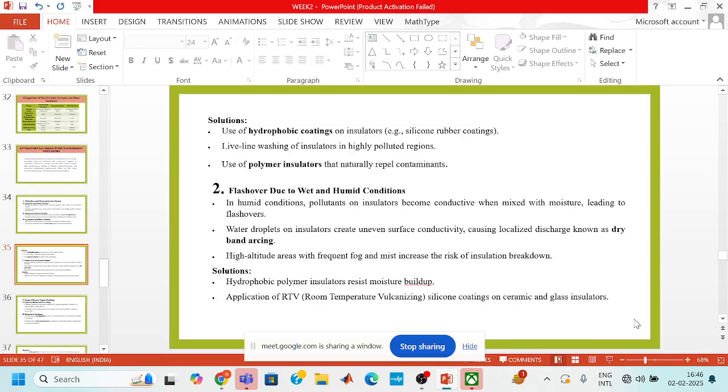So the main solution for this is to use hydrophobic coatings on insulators, for example silicon rubber coatings. Second is live line washing of insulators in highly polluted regions. Third, we can use polymer insulators that naturally repel contaminants.